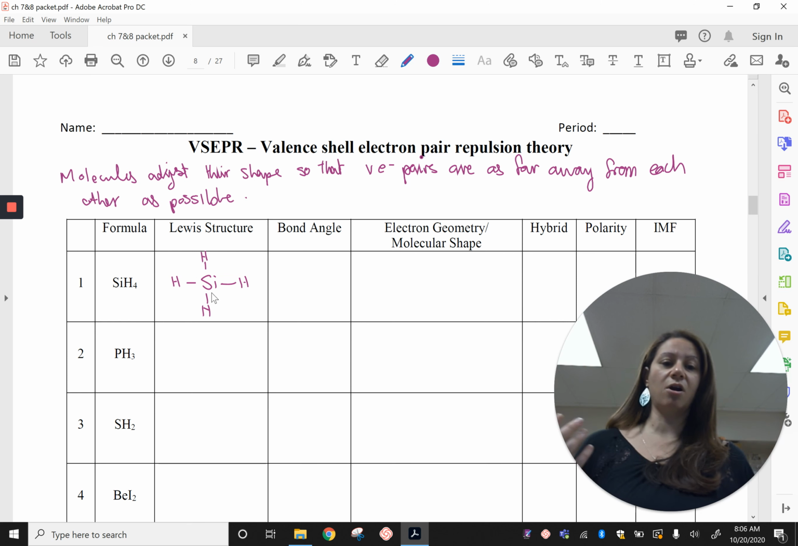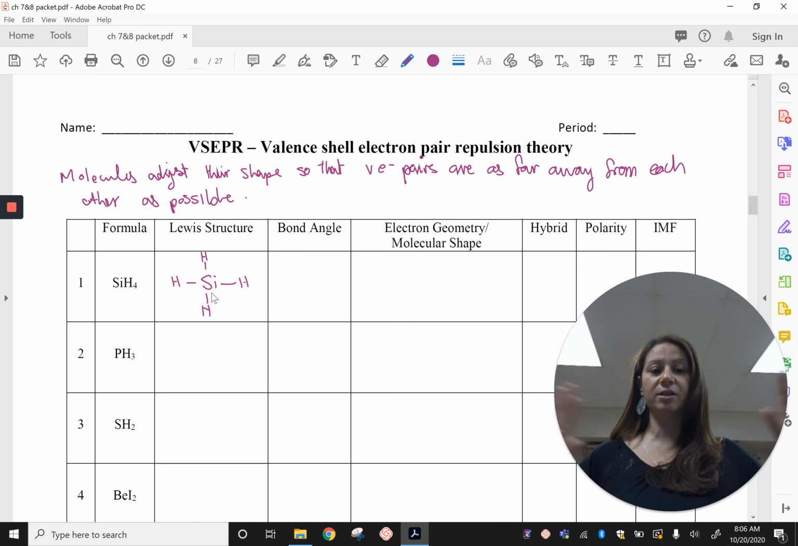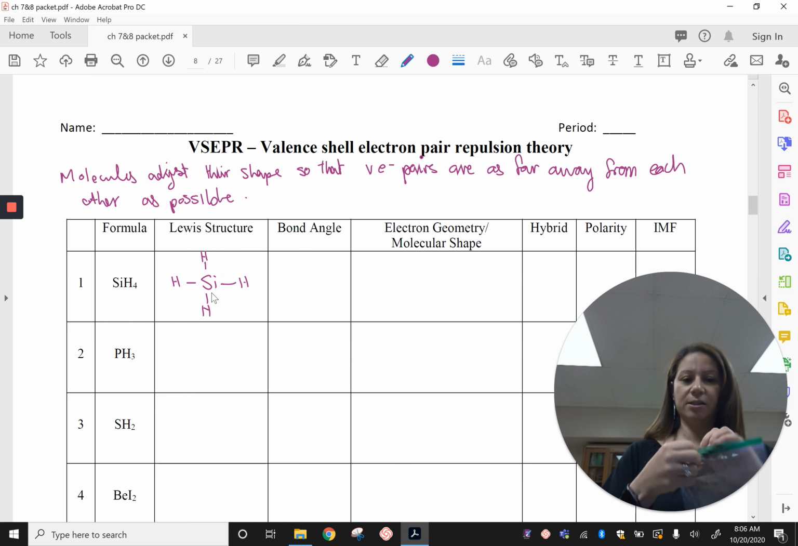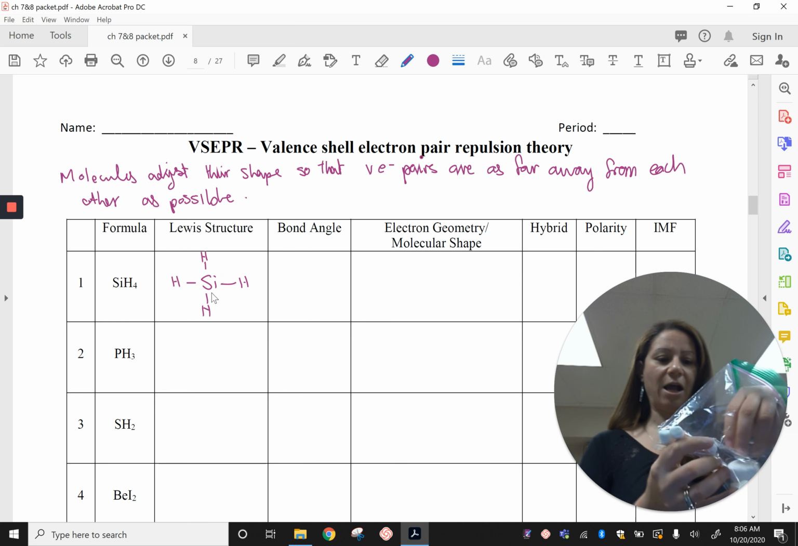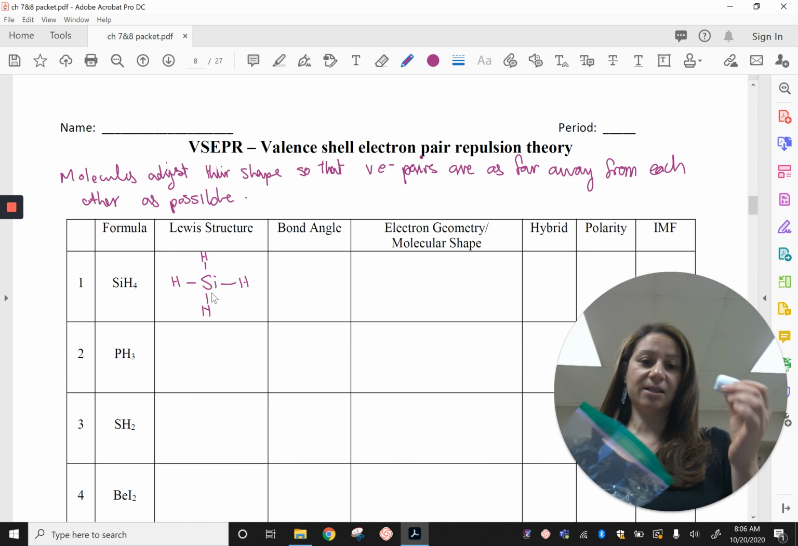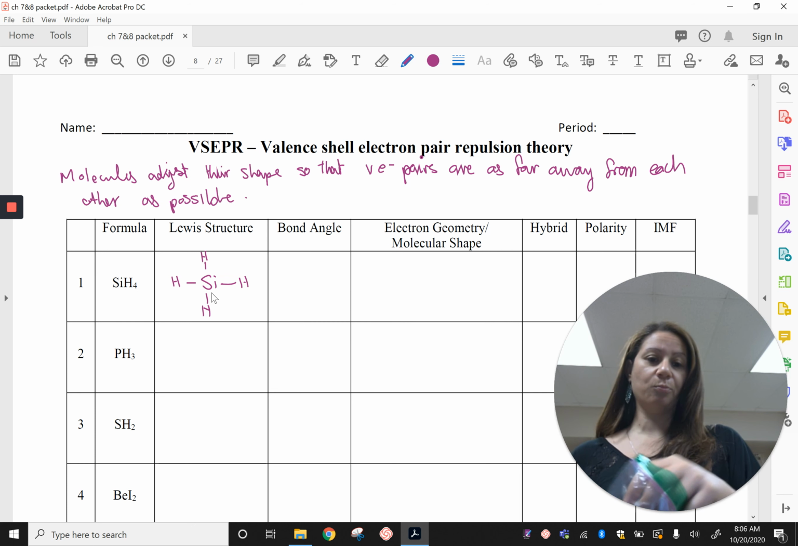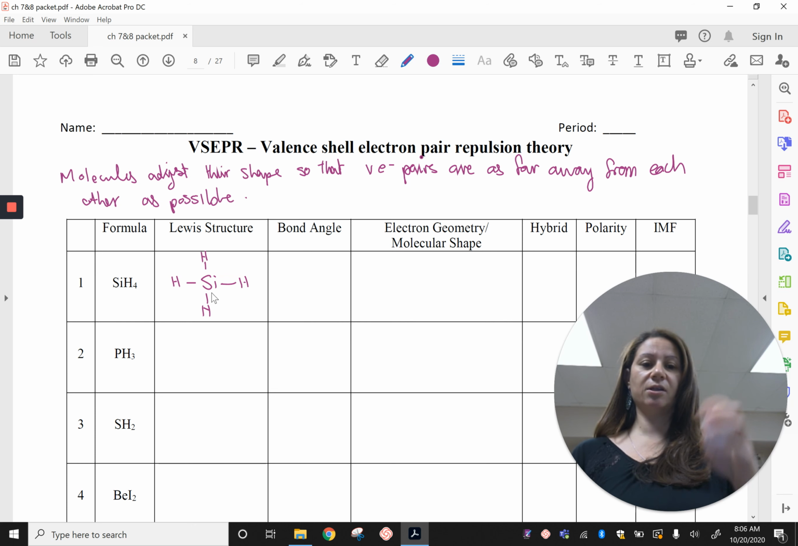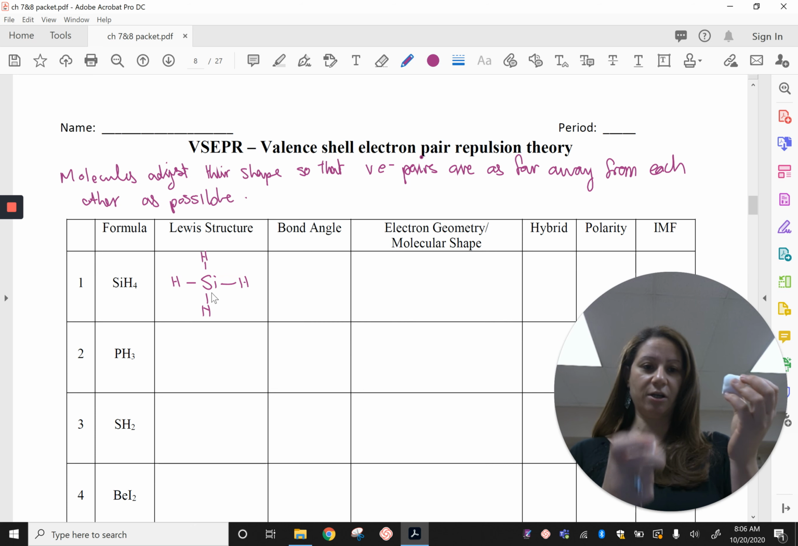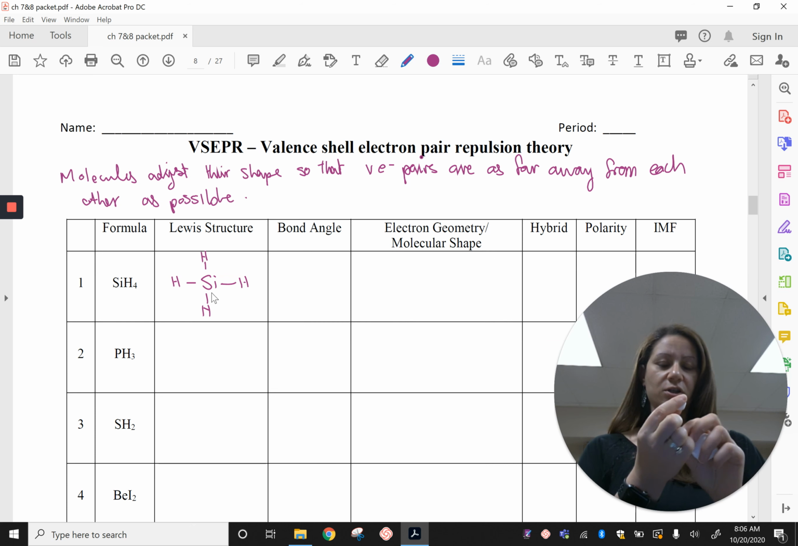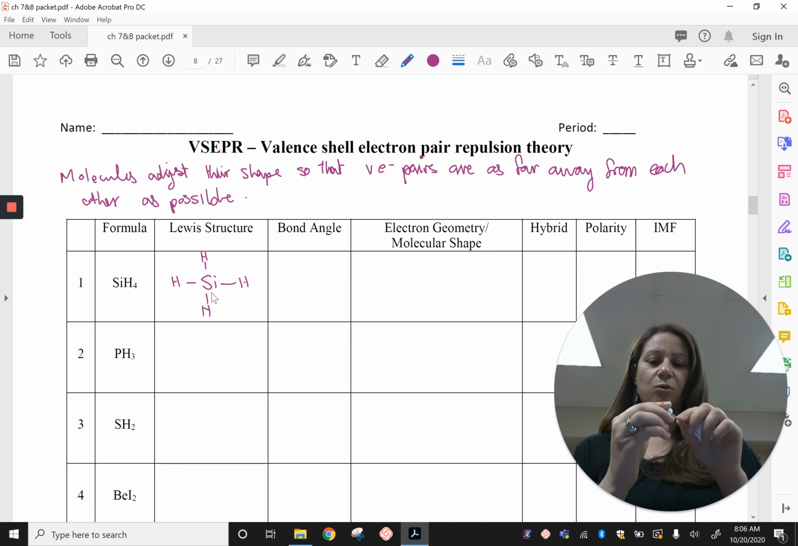So these electron pairs or electron areas repel each other. And so they're going to stay as far away from each other as possible. So what I want you to do is in your baggie, take the big marshmallow. That's going to be your central atom. And then the little ones are going to be your peripheral atoms. So this is going to be your silicon in this case, the big one. And the little ones are going to be your hydrogens. And the toothpicks are going to be your bonds.